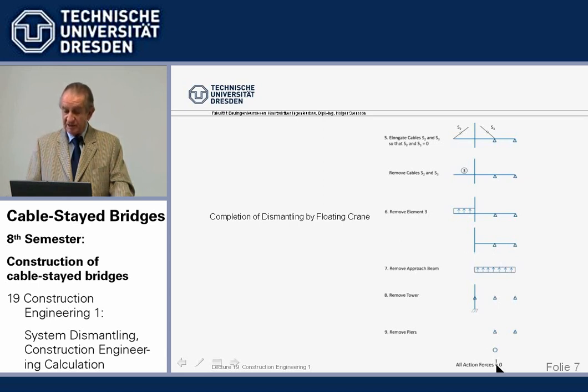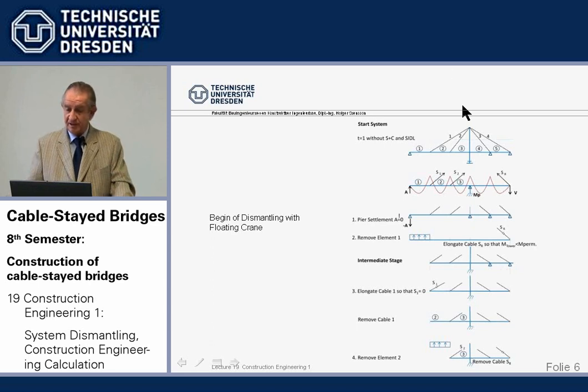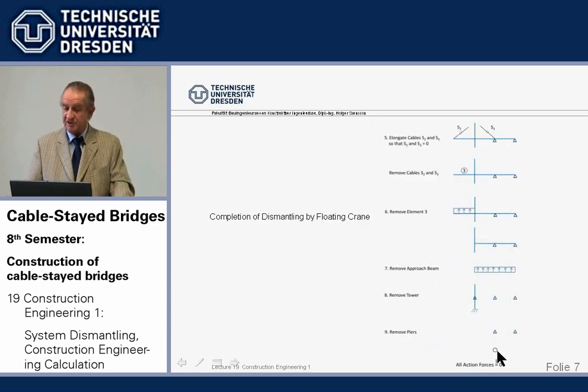remove the tower, and finally, if you want, in order to make it perfect, take off the supports, and what is left is no system, and all action forces compared here from the beginning have meanwhile become 0. And that's the governing condition.